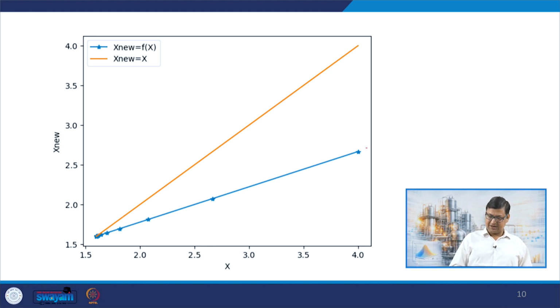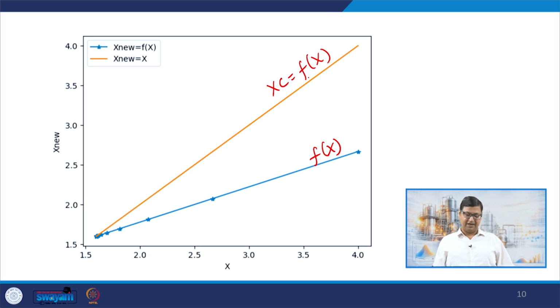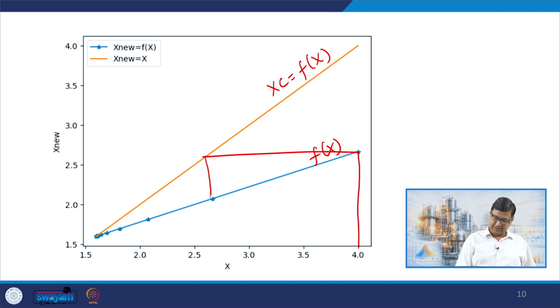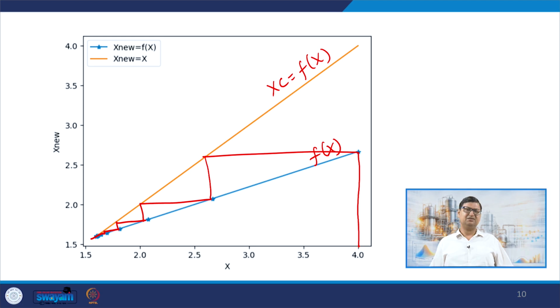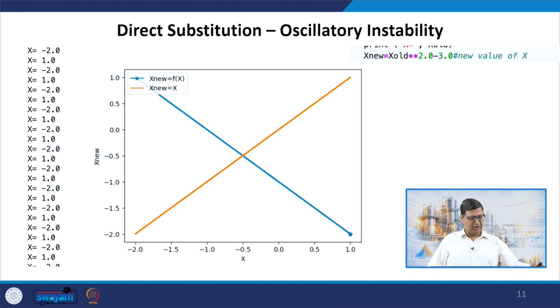So this is my f of x line, and this is my x is equal to fx line, right? And basically I start from here, let's say I start from here, so I go from here to here, then I go to this, come here, go to this, come here, go to this, come here, and in 45 steps I reach the true solution, just the way that I have shown in the previous lecture. Okay.